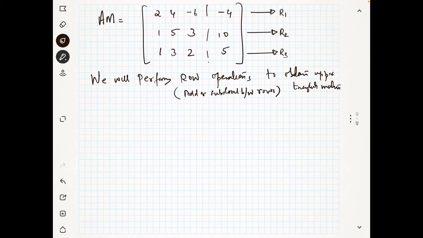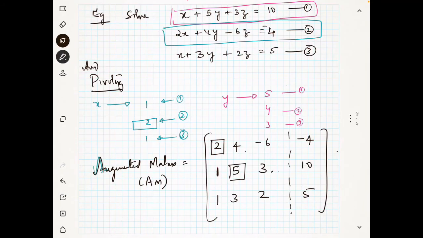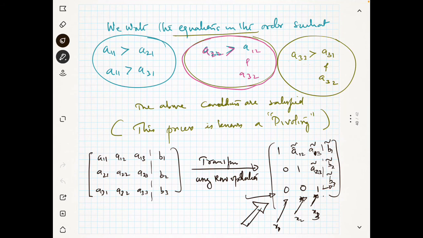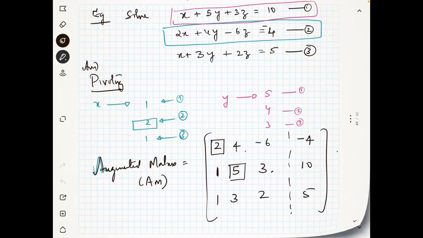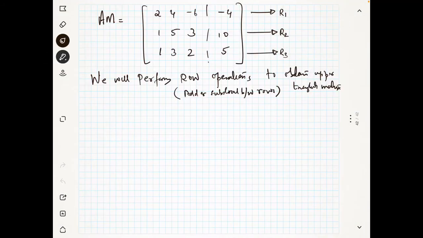What is this upper triangular matrix? An upper triangular matrix is a matrix of this kind of form. This is an upper triangular matrix because it contains upper entries only, with the entries below the diagonal being 0, and with diagonal entries as 1. So we will see how to solve this.